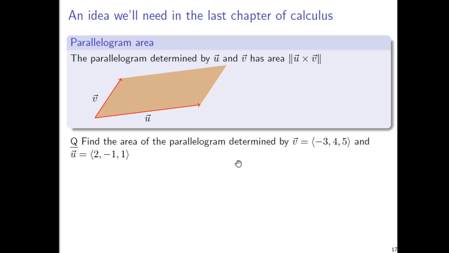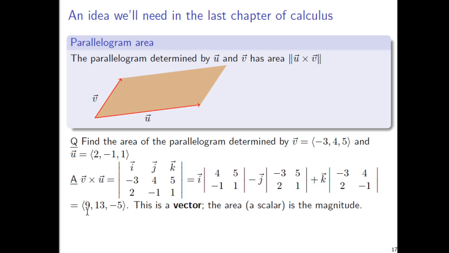Somehow it's odd, but the magnitude of another vector ends up being the area of this parallelogram. So let's do that. Let's find the area of the parallelogram determined by these two vectors. Well, what we should do is take the cross product of these two, and we'll end up with 9, 13, -5, and that's a vector. But that's not going to be the area. We should take that vector and now apply the magnitude formula to it in order to get the area. So the area of the parallelogram, what's shaded in brown, is going to be the magnitude of this result of the cross product. And in this example, that's going to be root 275.